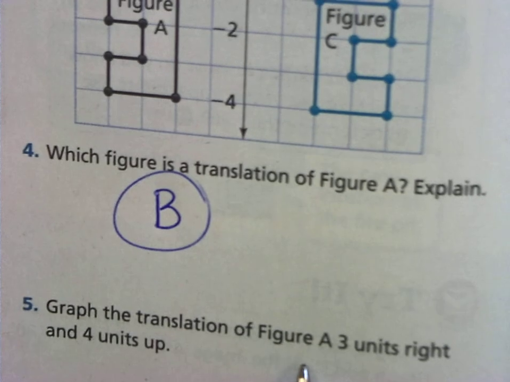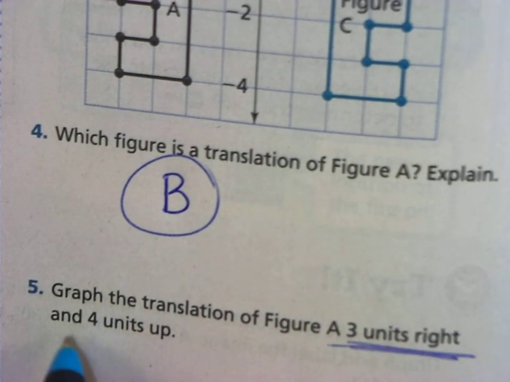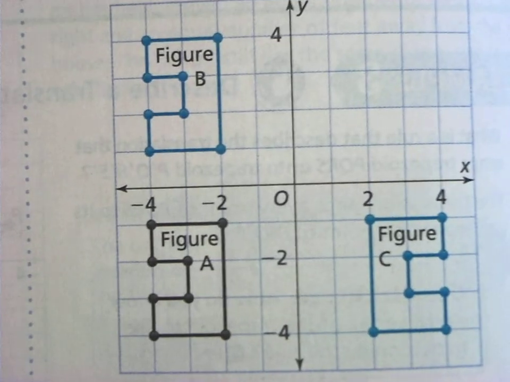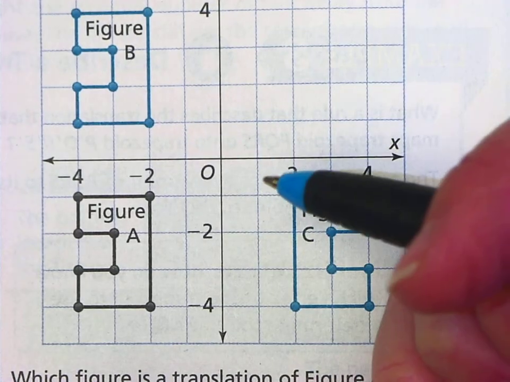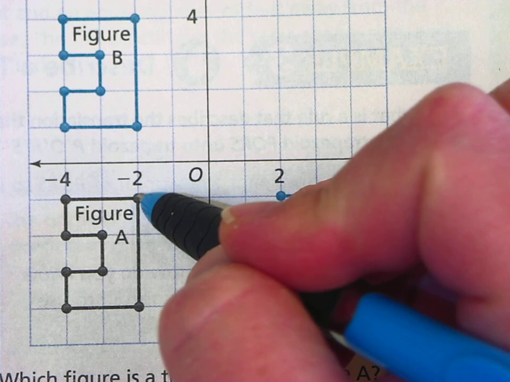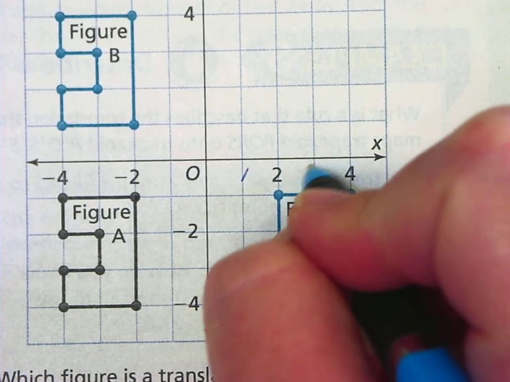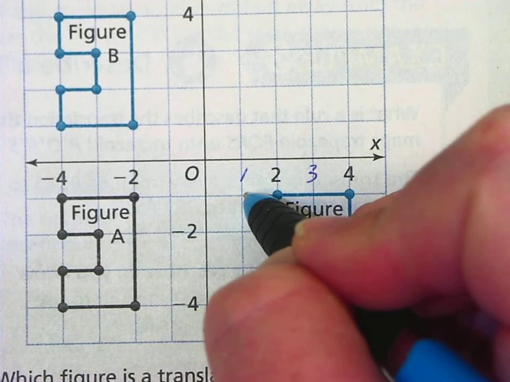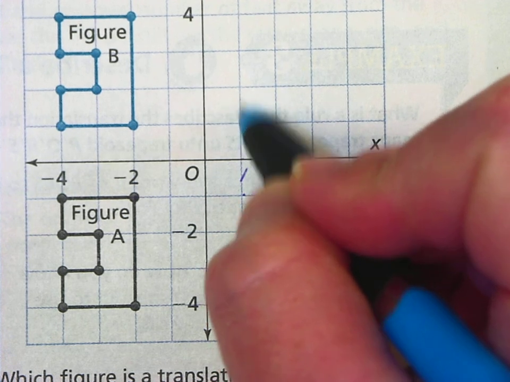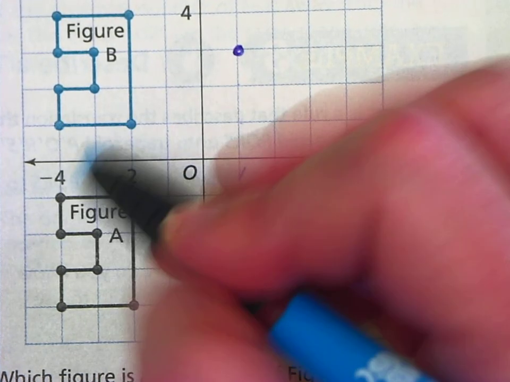Graph the translation of figure A, 3 units to the right and 4 units up. So we're going to move figure A 3 units to the right and 4 units up. Remember, when you translate, you have to translate every single point in the figure. So I'll start with this top right corner. And this graph is counting by ones, so I can just count lines over. 3 units to the right, 1, 2, 3, and 4 units up, 1, 2, 3, 4.